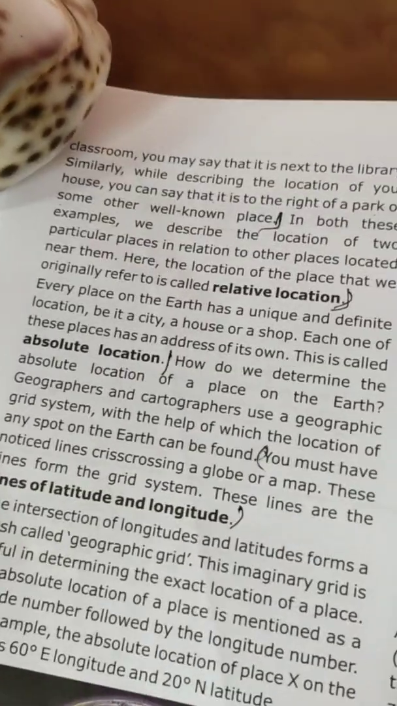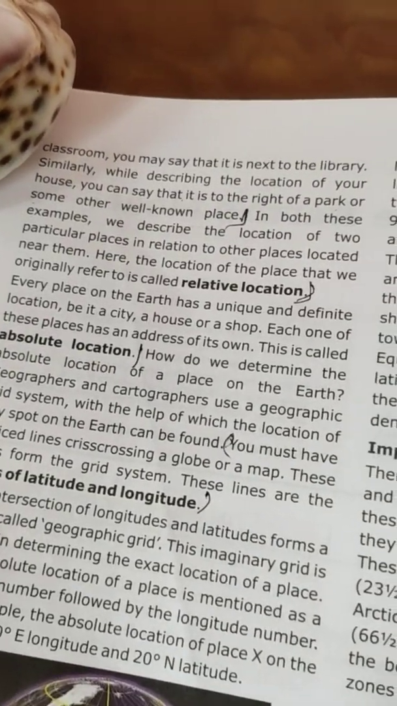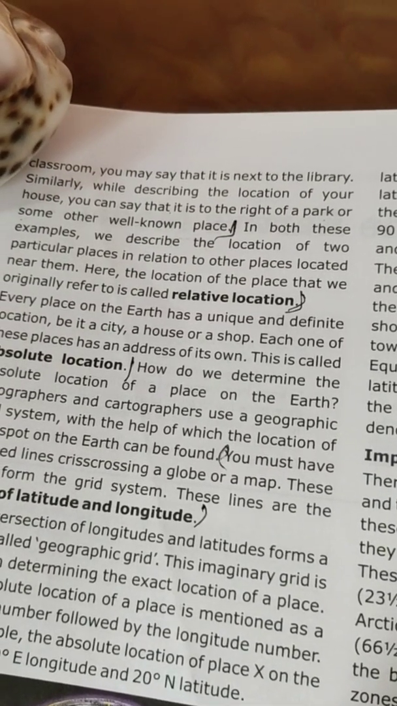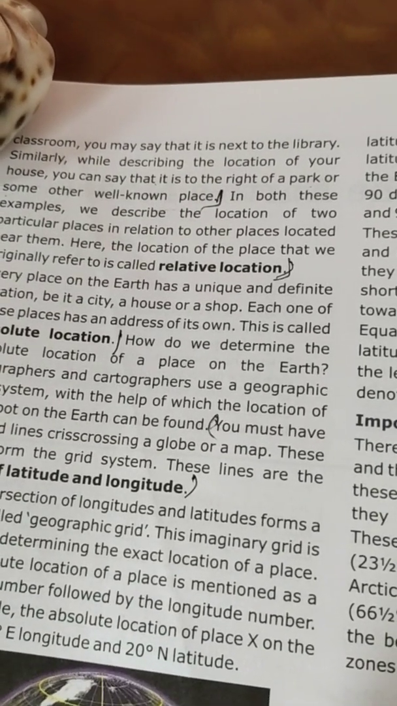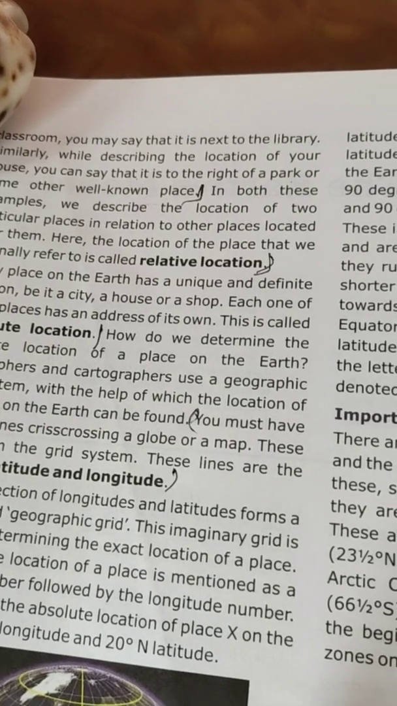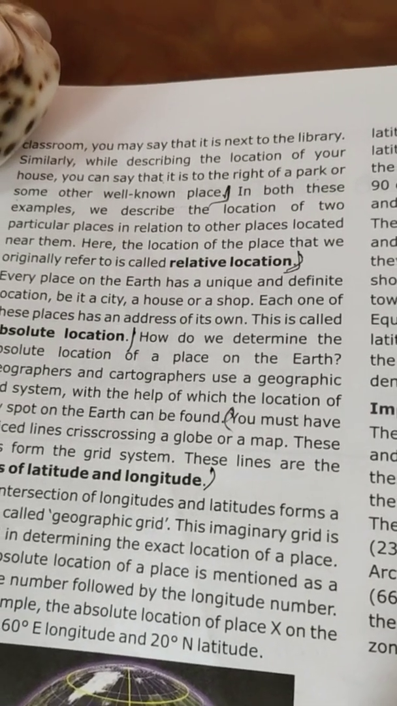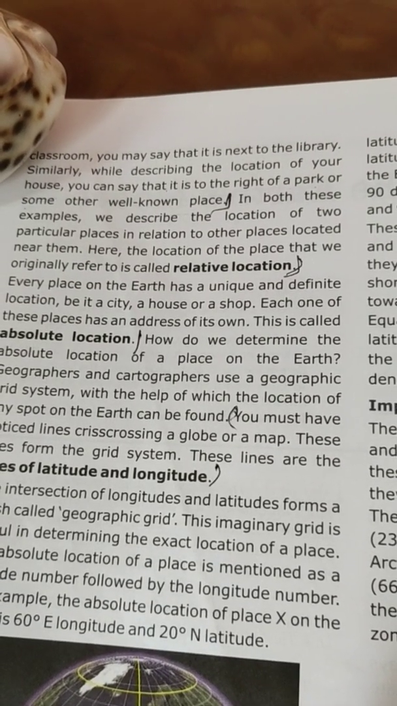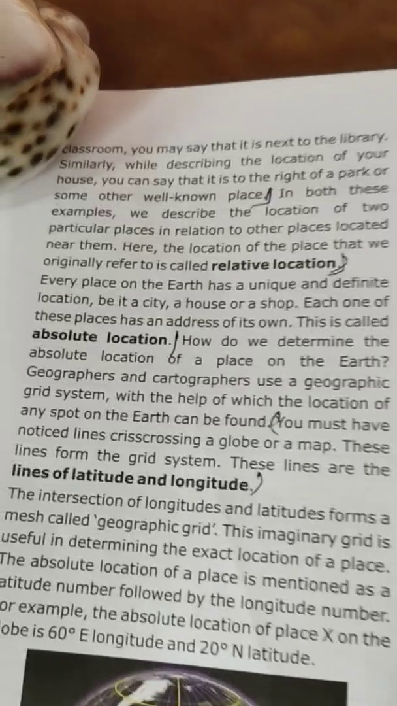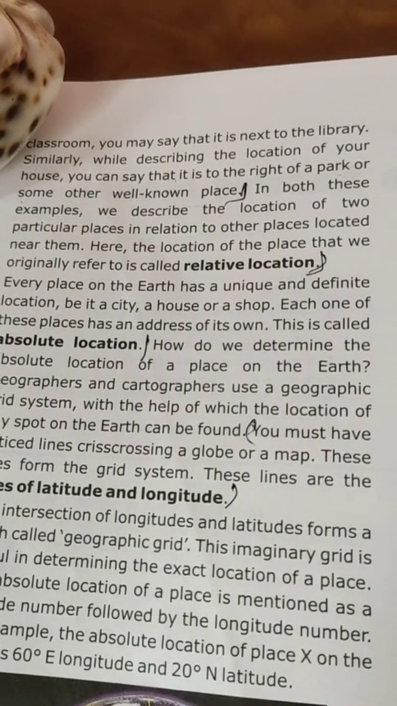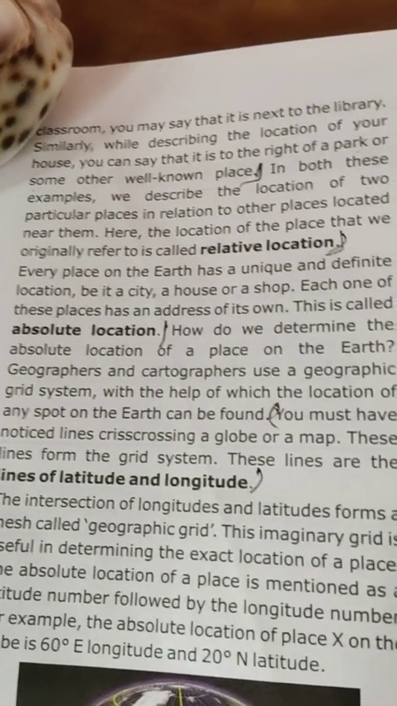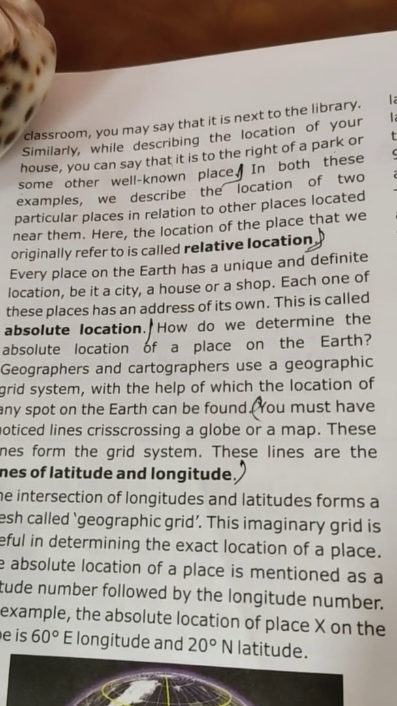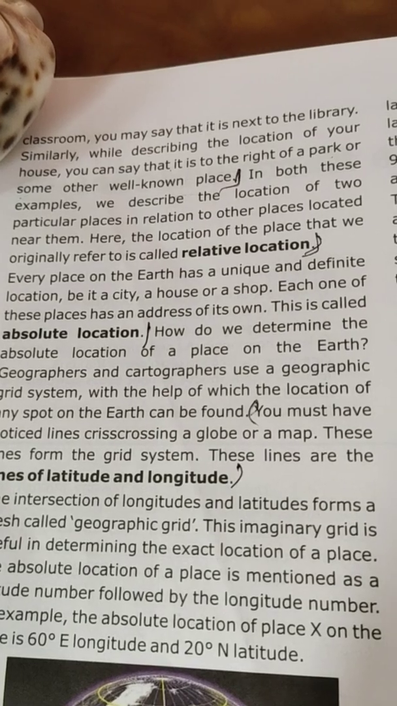classroom, you may say that it is next to the library. Similarly, while describing the location of your house, you can say that it is to the right of a park or some other well-known places. In both these examples, we describe the location of two particular places in relation to other places located near them. Here, the location of the place that we originally referred to is called relative location.